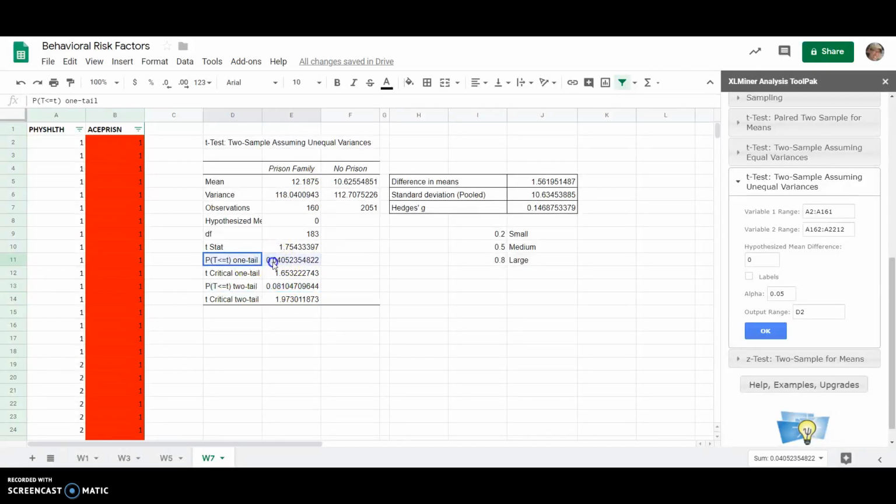On the other hand, if we're asking a one-tailed question, which would be something like, do people whose family member went to prison when they were a child experience more days of poor health per month than those who don't, that more than, that directional word, instead of just is there a difference without giving an indication of which direction we're going in, that would be a one-tailed test.